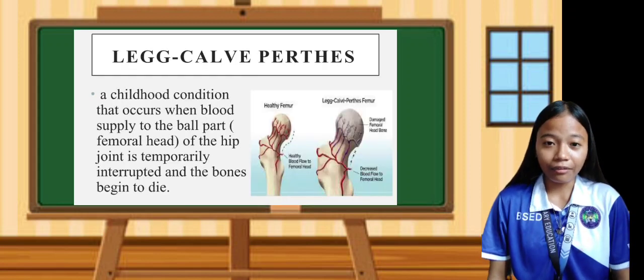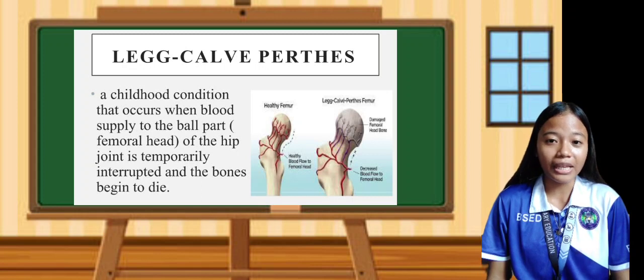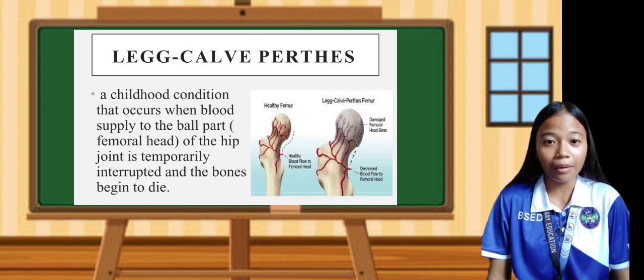And the Legg-Calvé-Perthes disease, also known as Perthes disease, is a rare condition in which the ball-shaped head of the thigh bone temporarily loses its blood supply. As a result, the head of the thigh bone collapses and the area becomes inflamed and irritated.